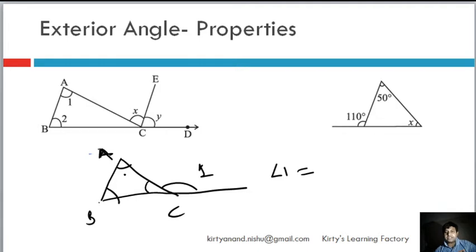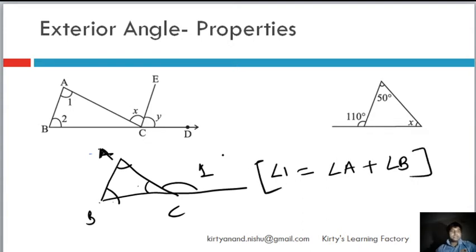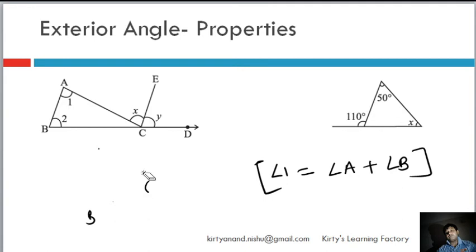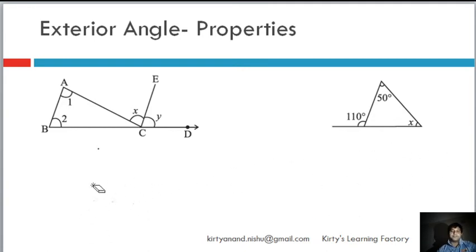So these three are the interior angles, but this is not the opposite, this is the adjacent interior angle. These two angles are the opposite interior angles. So the property says that angle 1 is equal to angle A plus angle B. That is the property. But because this is math, geometry rather, it must have a reason, right? So let's try and prove it. You can remember it also, but let's try and prove it.